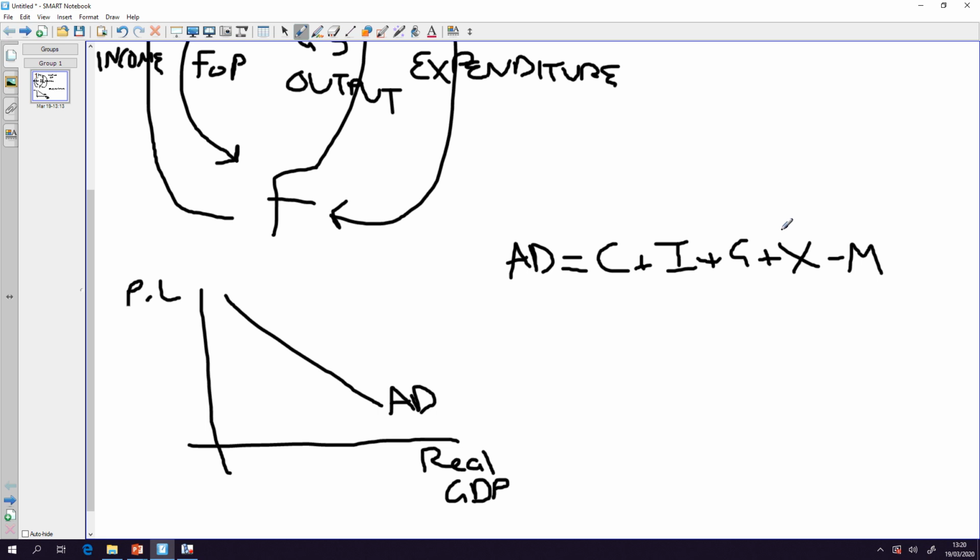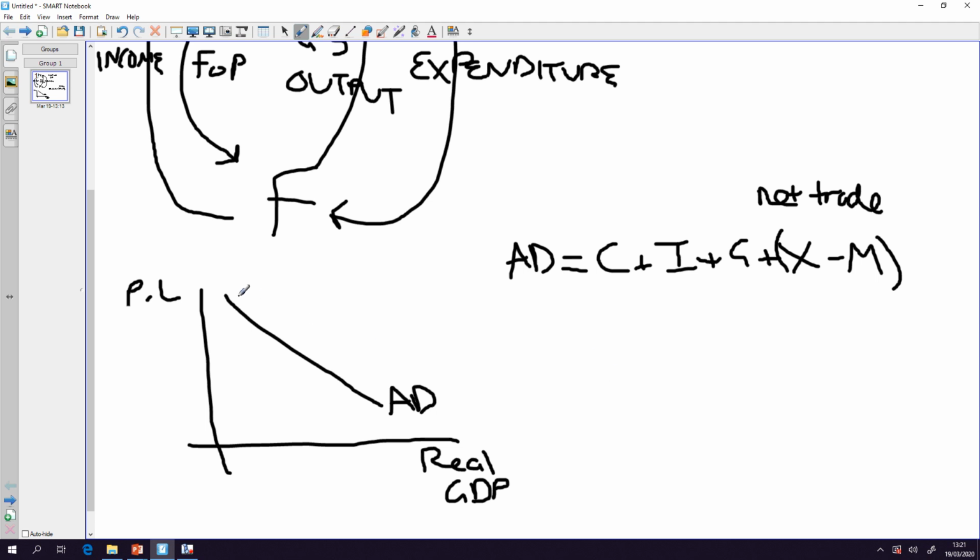And imports are a withdrawal from our economy. These are goods and services within our economy, but they weren't produced here. So these will be deducted from our overall aggregate demand. Now, X minus M will show us our net trade performance. So if the value of your exports are less than the value of your imports, you're running a trade deficit. But if the value of exports exceed the value of imports, then you are running a trade surplus.